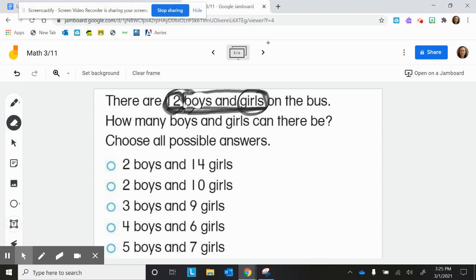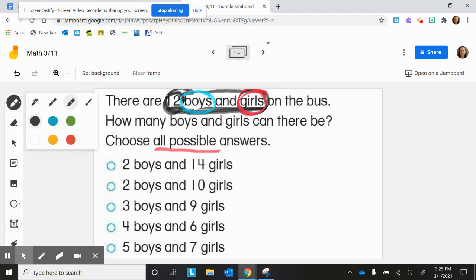Let me fix this here. But we know some of them are boys and some of them are girls, right? How many boys and girls can there be? Choose all the possible answers. Oh, it says choose all the possible. So that means there might be more than one right answer. Well, let's take a look at each one of these. This one says 2 boys and 14 girls.